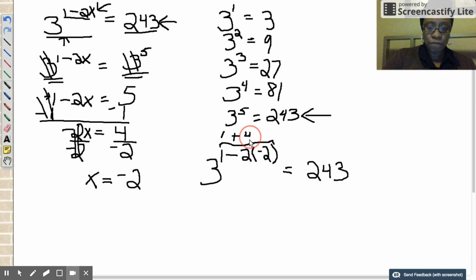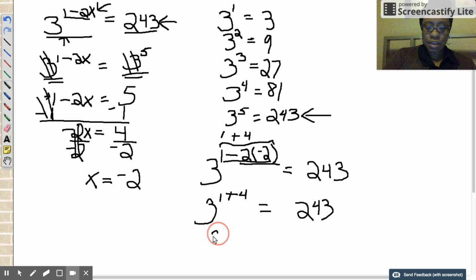plus 4, okay? This area right here turns into 3 raised to the 1 plus 4, okay? That negative 2 times negative 2 equals 4. Set that equal to 243. Okay, so now we have 3 raised to the 5th power. And 3 to the 5th power does equal 243. Why? Because we use that up here when we were trying to solve our equation.